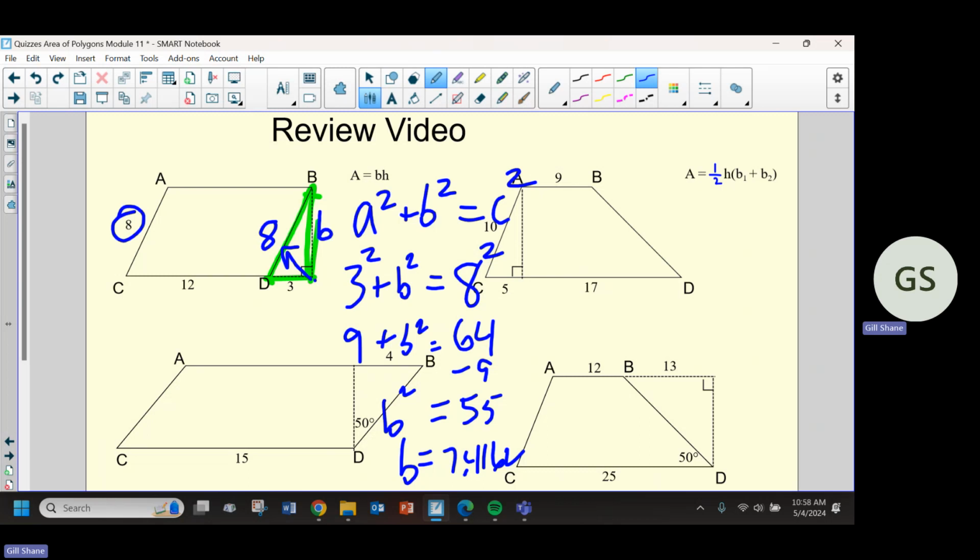So now I have the base. Again, the base is from one letter to the other letter. So that is the base. Well, I see that's 12. I now have the height. So my area formula, which I gave you right on the quiz, is 12 for the base times 7.4162, and then whatever that equals would be your area. And show all of your work.